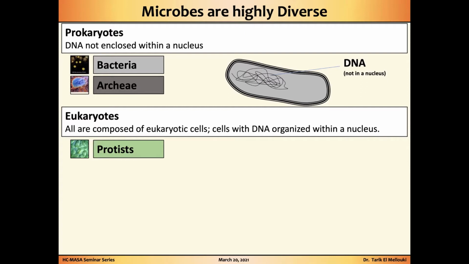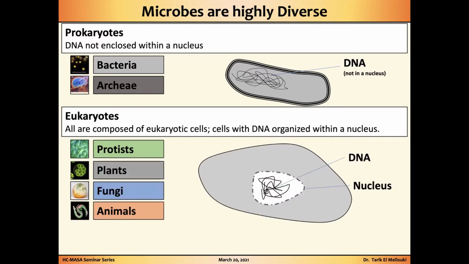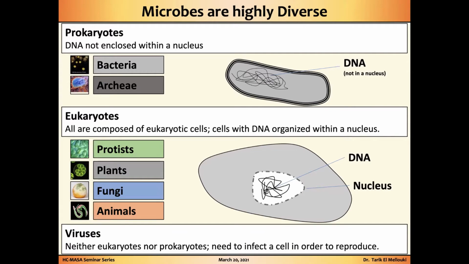And within the eukaryotes, you're going to find protists, which are mainly unicellular. You're going to have plants, fungi, animals. And as I said, these organisms are mainly characterized by cells that are larger and contain DNA within the nucleus. And then finally, we have viruses. So these are neither eukaryotes nor prokaryotes. And these are organisms that require infection of a cell in order to reproduce. So this is just to give you a little bit of an overview. What are microbes? And so as you can see, they are highly diverse.